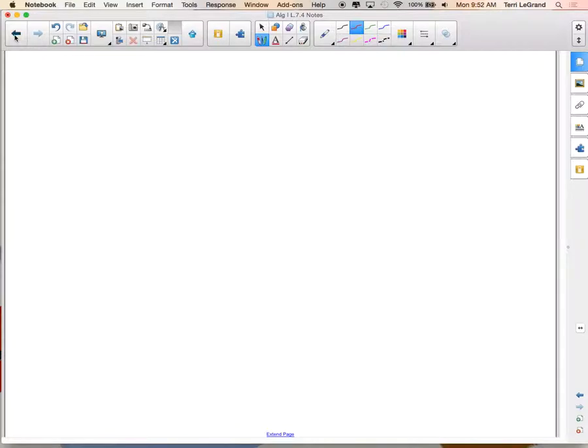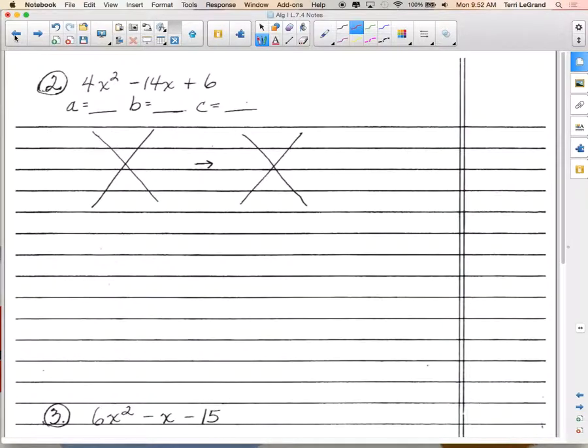Now, when there's subtraction involved, don't forget, that means you're going to have to account for that: subtraction becomes the negative on that particular term. So what's our A value this time? 4. Our B value? Negative 14. And our C value? 6. So remember, let's show this in our notes. Up, we multiply that A, which is 4, times that C, which is 6, and down we put our B value. So what is 4 times 6? 24.